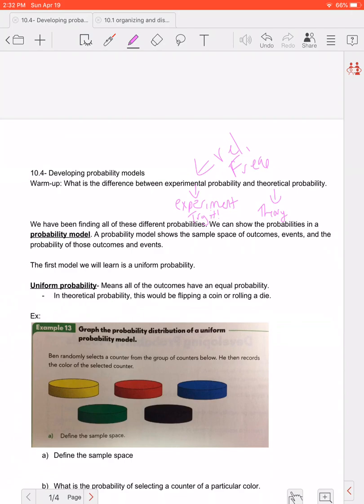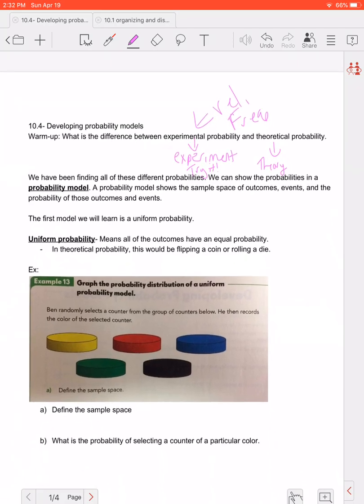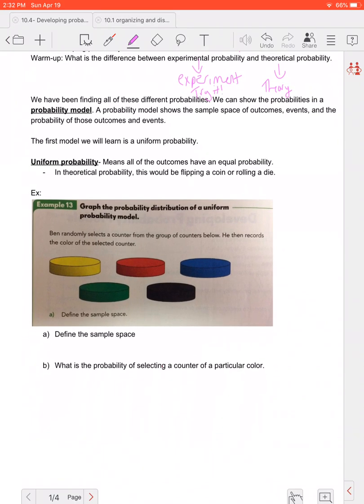So uniform probability means that all of the outcomes have an equal probability of occurring. So in theoretical probability, this would be like flipping a coin or rolling a dice, or a die for the proper singular there, okay? So we're going to graph a probability distribution, okay?